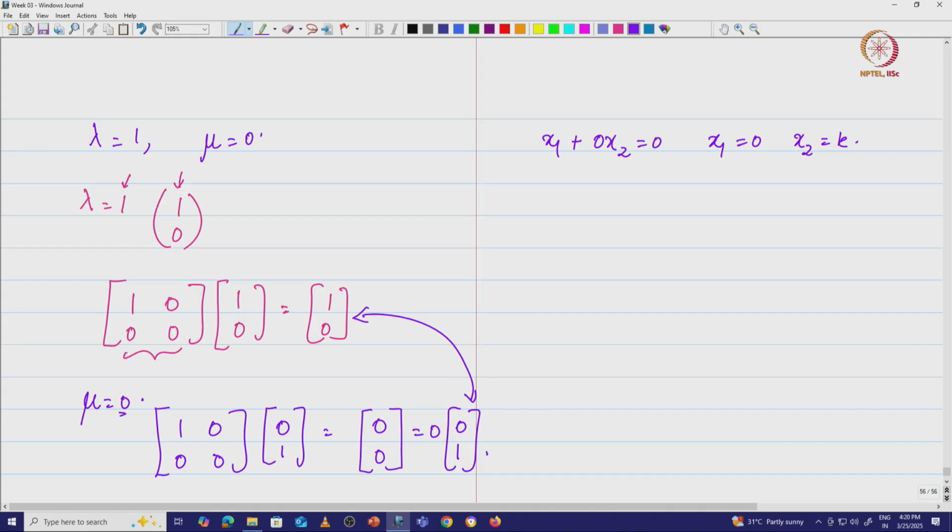Even more interesting, the property number 3 that we are going to write now: every real symmetric matrix is orthogonally diagonalizable.